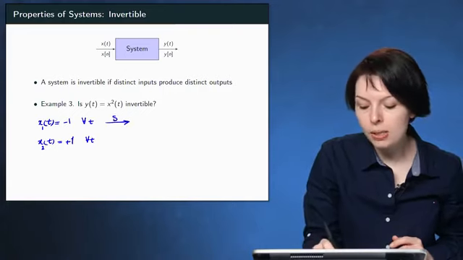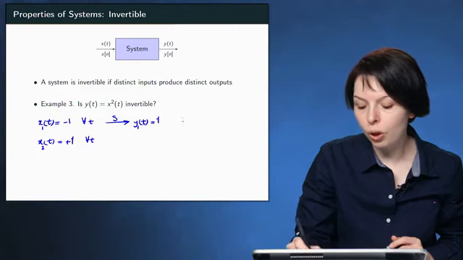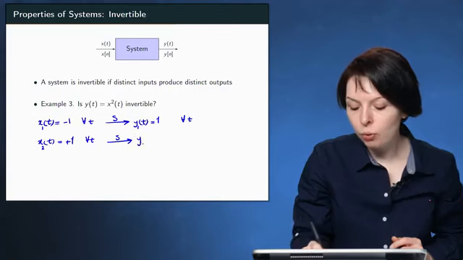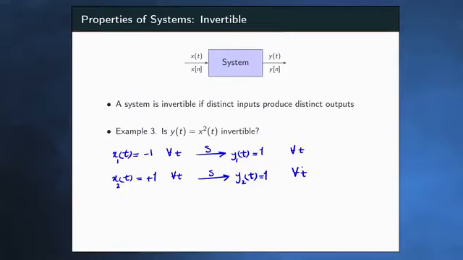Let's name these x1 of t and x2 of t. If x1 goes to my system, it's going to result in y1 of t, which is equal to 1 for any time point. If x2 goes to my system, that's going to result in y2 of t, which is equal to 1 for any time point. So if I'm at the receiver end and I receive a signal that's equal to 1 for any time point, I'm not going to be able to distinguish between x1 and x2. I'm not going to know if at the sending part, x1 is applied or x2 is applied. So this system is not invertible.